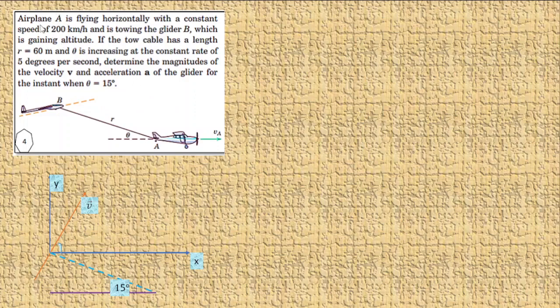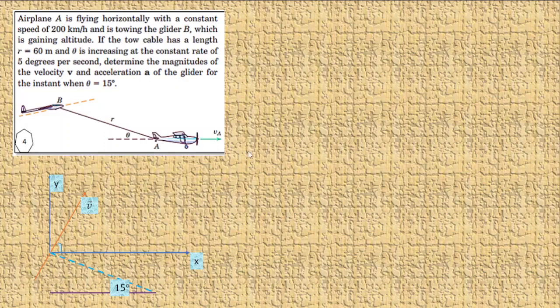As you can see here, we are given the constant speed of the airplane, the radius, and theta, which is increasing at 5 degrees per second, and also the angle theta, which is 15 degrees.